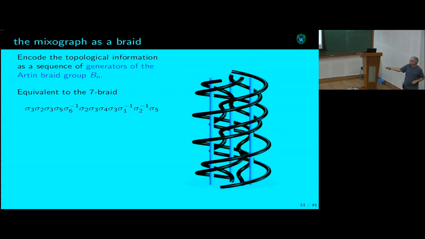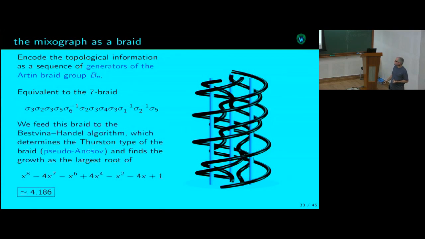And so sigma 5, for instance, is the local crossing of the 5th strand over the 6th one, whereas sigma 6 inverse is the crossing of the 6th strand under the 7th one. Okay? And so you can visually read off the braid. And then there's actually an algorithm which was invented in the mid-90s by Bestvina and Handel.